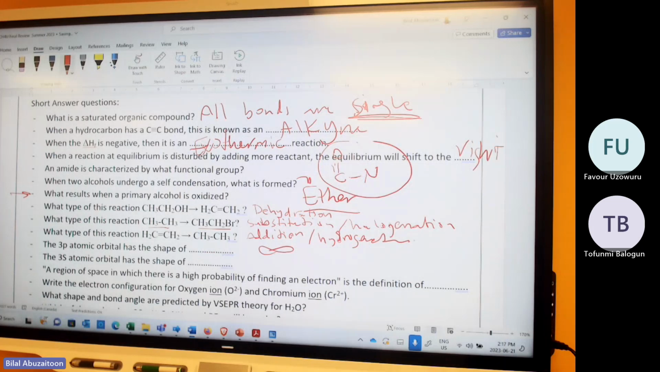The 3s atomic orbital has the shape of what? Spherical. S is spherical shape. Go back to your notes, go back to the PowerPoint. You will see them.